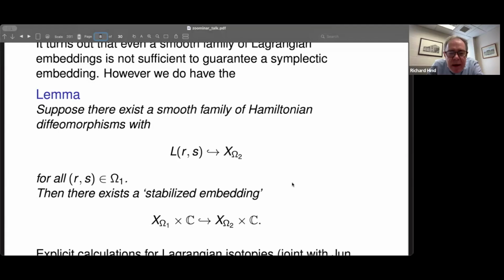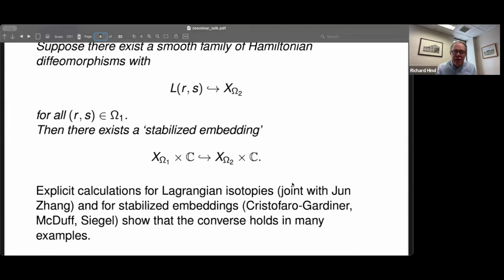And then, based on that, you can generate what we call a stabilized embedding. So from the original toric domain times C to the new one times C. So keeping track of families of Lagrangians gives you this. But we know now that stabilized embeddings are a weaker condition than an actual symplectic embedding.